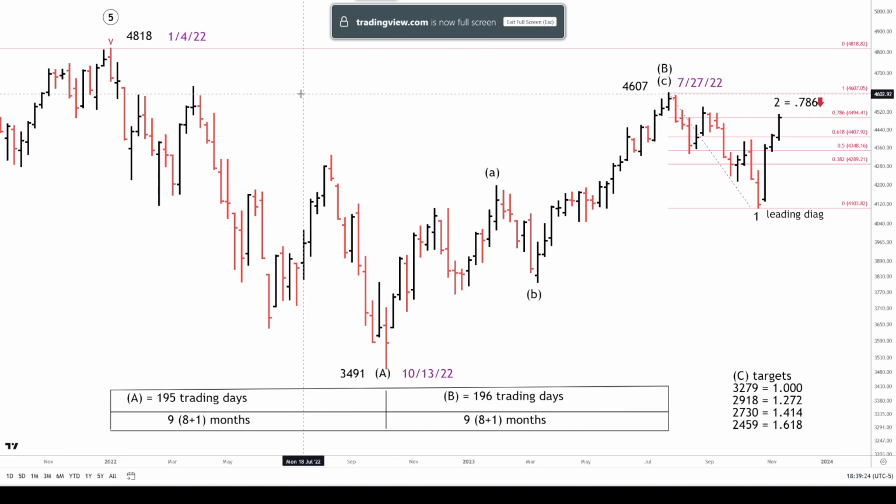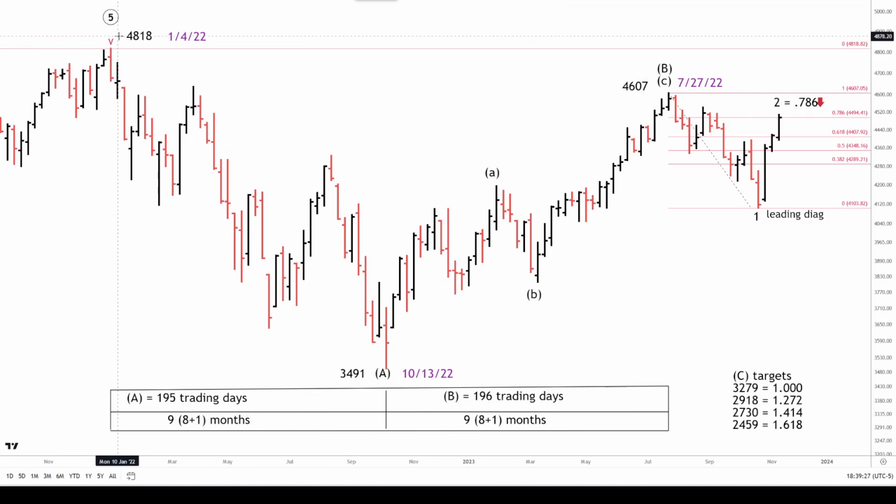This is the S&P cash index, the all-time high back in January. We have an A wave down that lasted Fibonacci 9, or Fibonacci 8 plus 1, months, 195 trading days. A B wave up, almost identical within 1 trading day, and we're in a C wave down. Within the C wave down, we've got a 1 down, a 2 up, a 3 down, a 4 up, and a 5 down for the larger wave 1, which is a leading diagonal triangle because this 4 overlaps that 1.